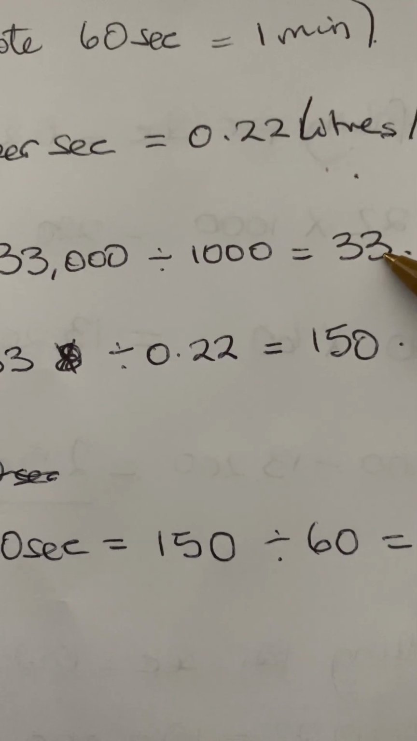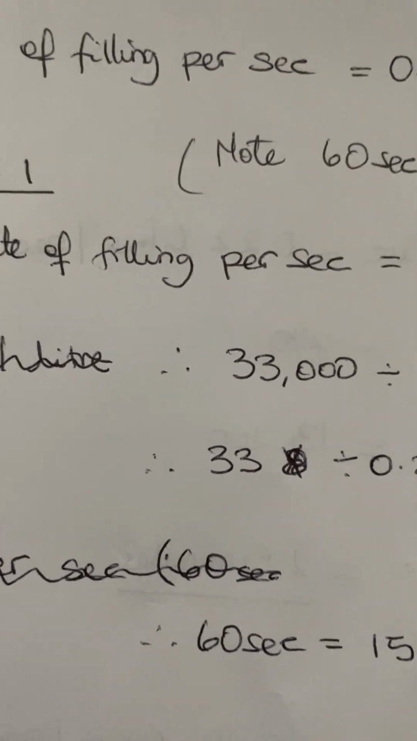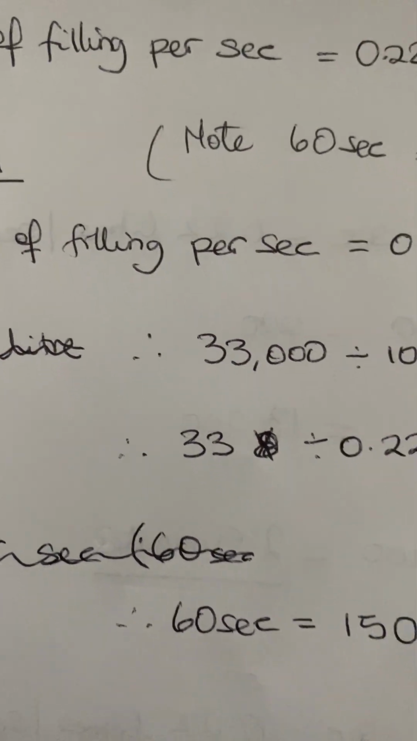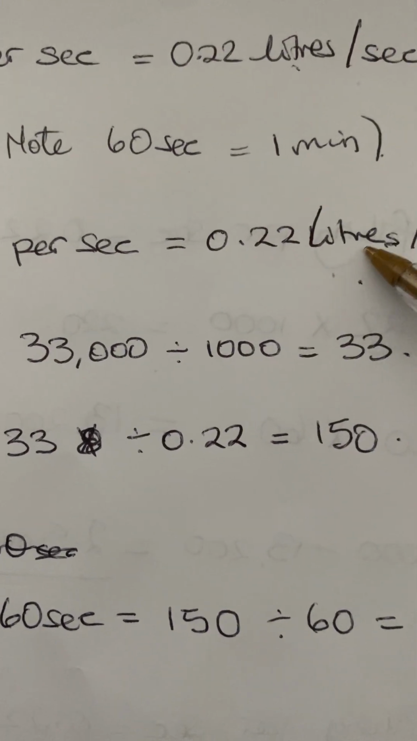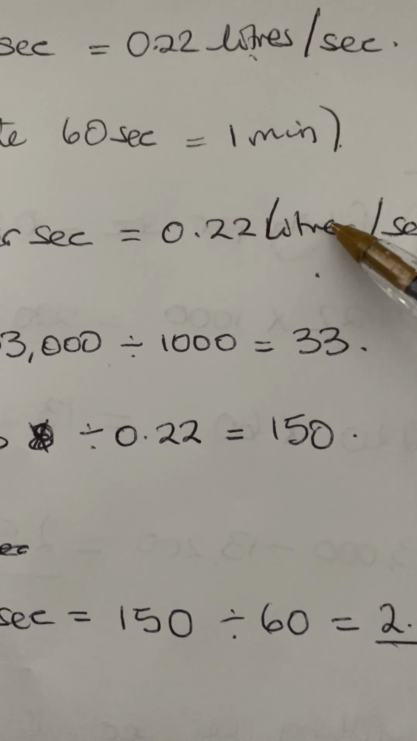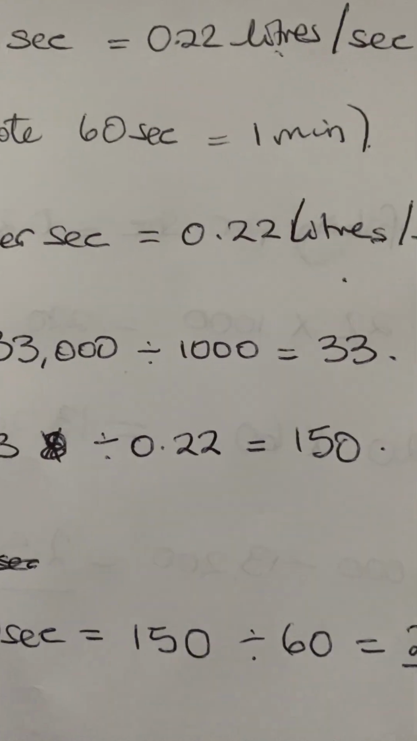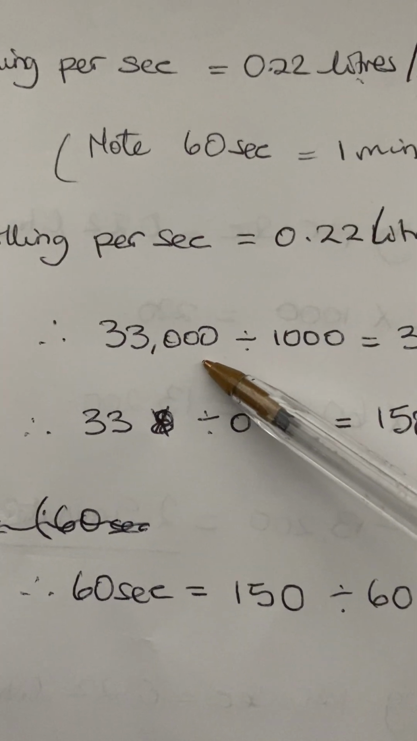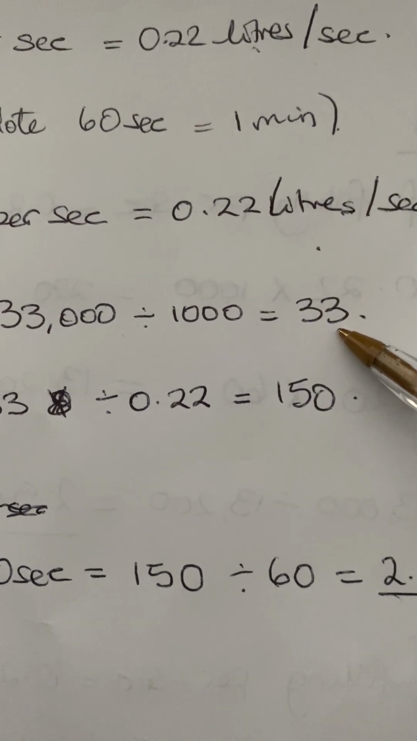In the end I'll bring the minutes. So the volume is 33,000 centimeters. I'm going to divide that by 1,000 because the rate of filling is in liters. 1 liter will be 0.22 seconds. That is how fast it's being filled. So 33,000 divided by 1,000 liters will give me 33.